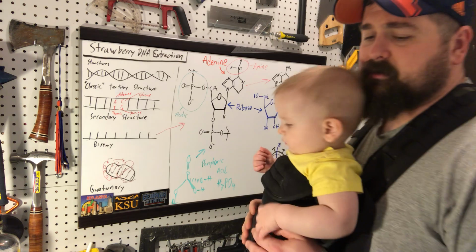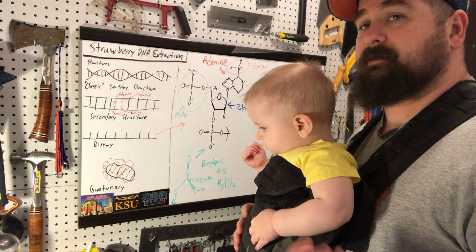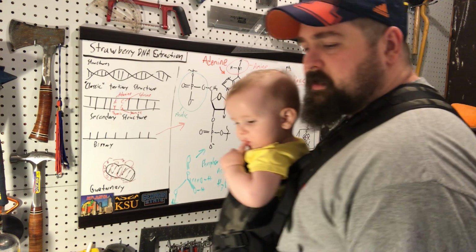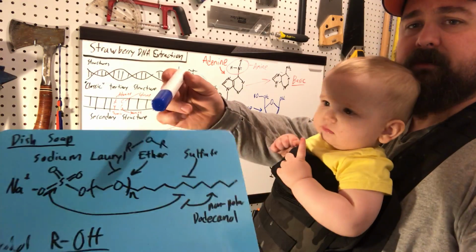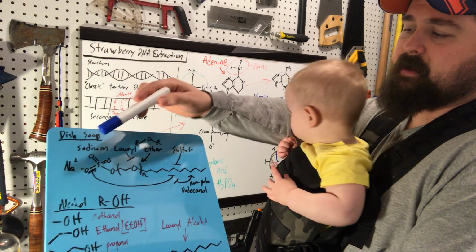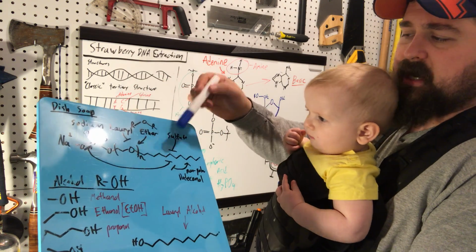The main ingredient that does most of the work, though, is the sodium lauryl ether sulfate, or sodium laureth sulfate. But instead of drawing it out, I have it drawn right here. This is what it looks like. And you notice it has a sodium ion on top, sulfate right here, and a long chain. You got your ether group.